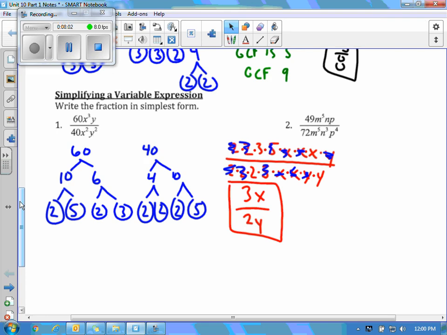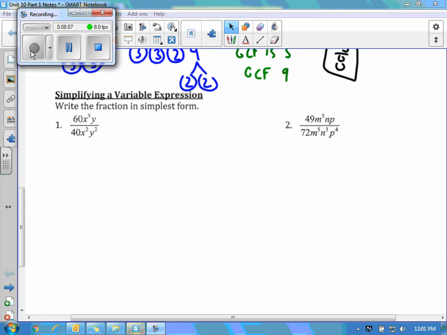I'm going to erase this, so go ahead and pause the video if you need to write this down. Now I'm going to go ahead and walk you through the second. So I'm going to start with factor trees for 49 and 72. 49 breaks into 7 and 7. Those are both prime.